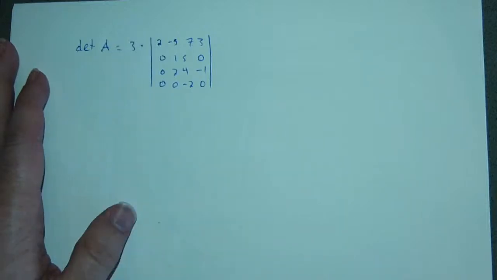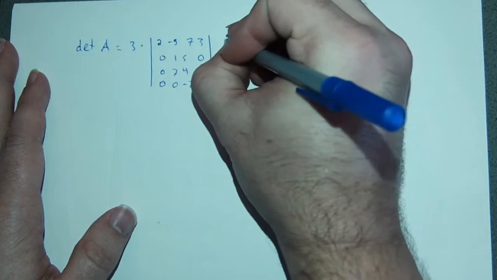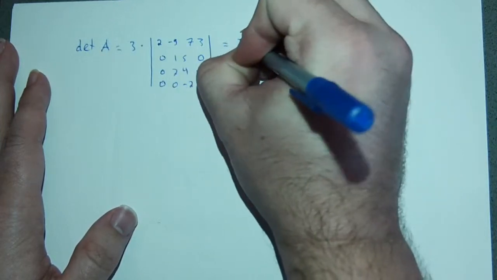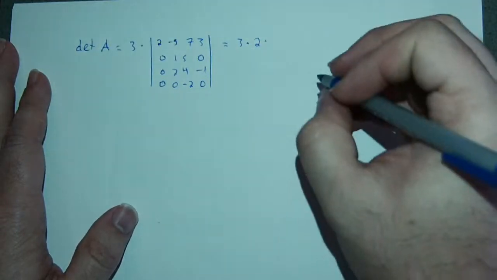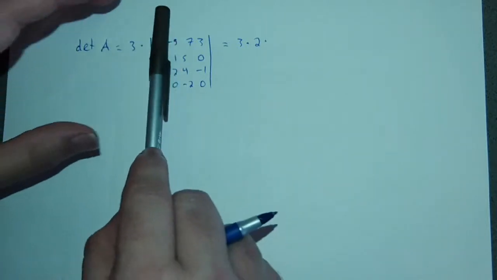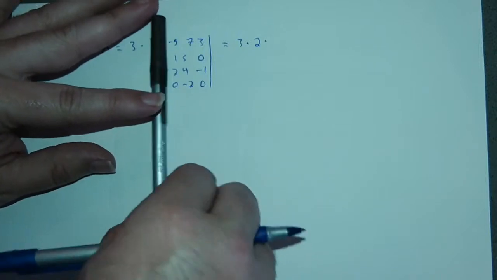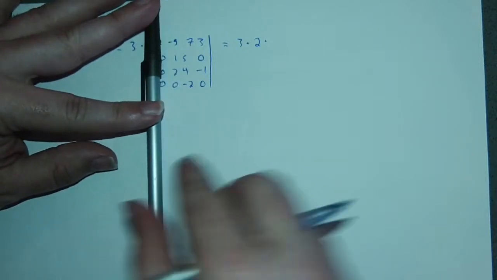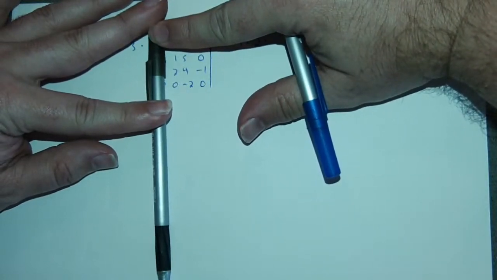So I'm going to go down the first column again, and what do I get? This is 3 times 2 times a determinant. And what determinant is that? Well, it is the determinant of the 3 by 3 matrix that I obtain from this 4 by 4 by covering up the first column and the first row. So there it is.